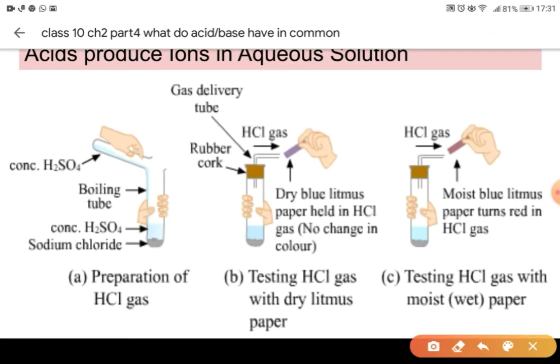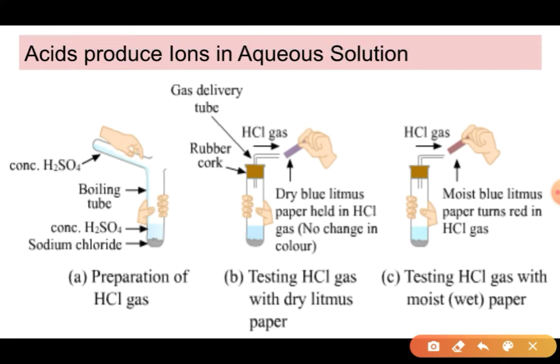Now, acids require an aqueous solution for splitting. If they do not get water, they do not split into ions. Let's find it out with this activity. Take a boiling tube, and in this boiling tube we have added sulfuric acid and sodium chloride, the salt which is available in our kitchen. So we put some acid to it.